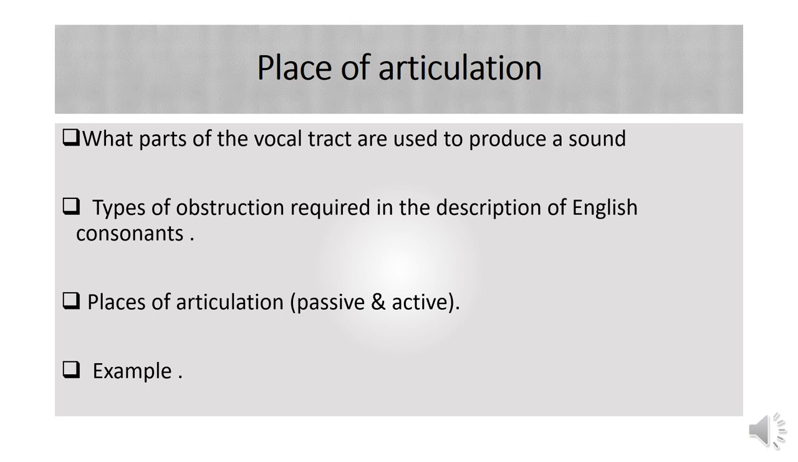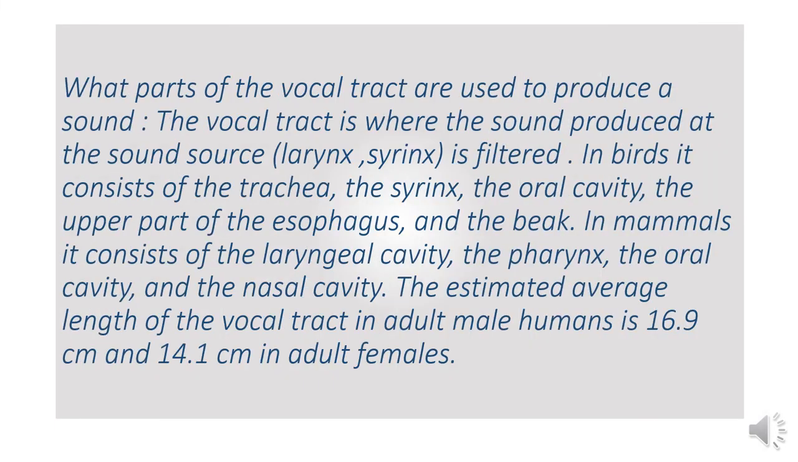1. What parts of the vocal tract are used to produce sound? 2. Types of obstruction required in the description of English consonants. 3. Places of articulation, passive and active. And 4. Example. So now first, what parts of the vocal tract are used to produce a sound?